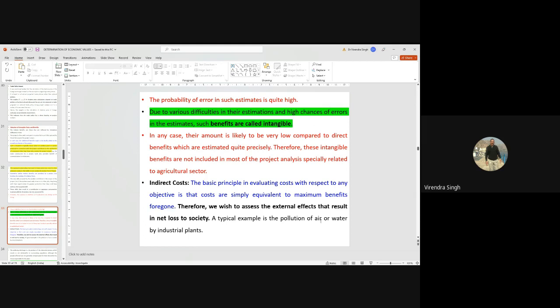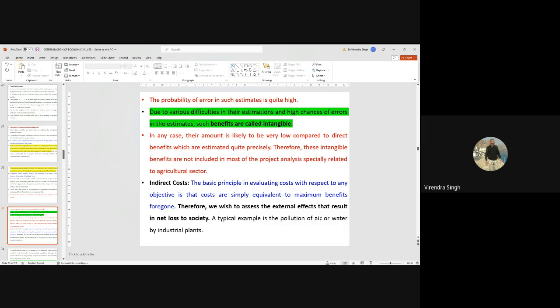The basic principle in evaluating costs with respect to any objective is that costs are simply equivalent to the maximum benefit foregone. Or in other terms, you can define any activity that reduces the objective function of any member in the society as cost. Therefore, we wish to assess the external effect that results in net loss to society.